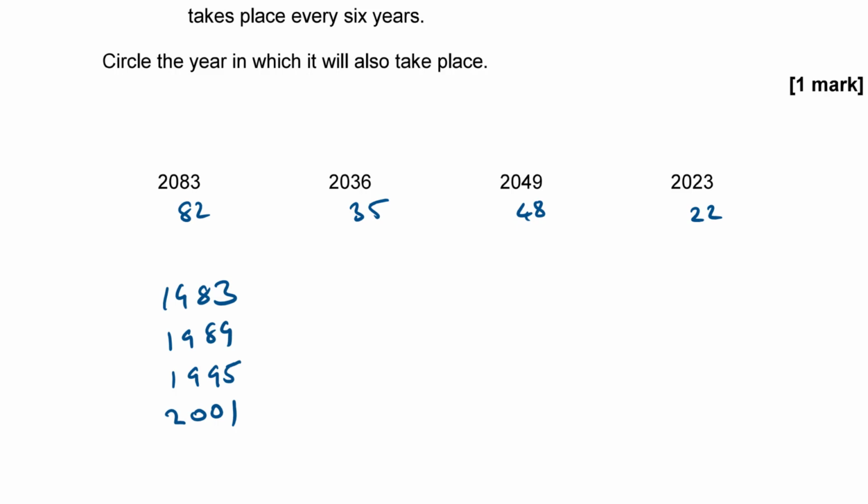Then I really just need to work out which one of these is a multiple of 6, because if it's a multiple of 6, then it will be a multiple of 6 years after 2001. So is 82 a multiple of 6? No. It's not in the 6 times table. Is 35 in the 6 times table? Nope. 36 is, but not 35. 48. Is 48 a multiple of 6? Yes, it is. 8 6s are 48, isn't it? Is 22 a multiple of 6? No, it isn't. So it must have been that one there. It must have been 2049.